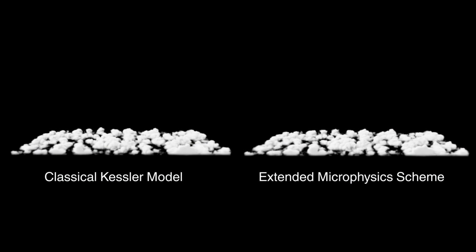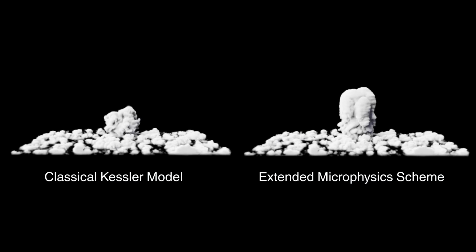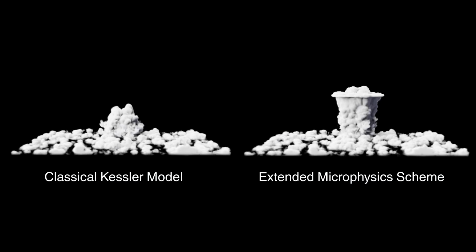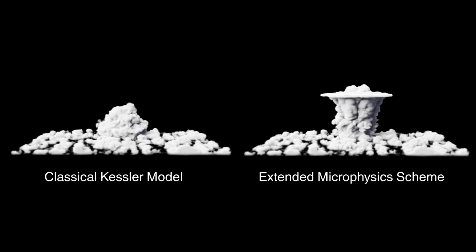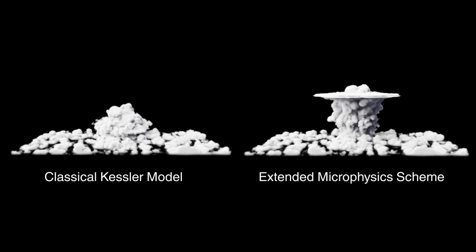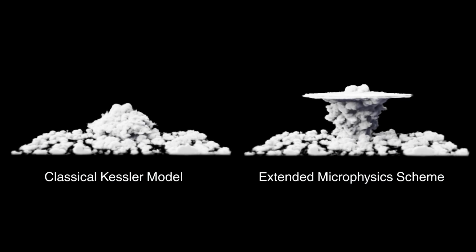Here we show the temporal evolution of a developing cumulonimbus cloud, emerging from cumulus clouds generated with the classical Kessler water phase transport model on the left side, and with our extended microphysics scheme on the right side. The inclusion of ice phase transitions and their corresponding thermodynamics in our model results in additional buoyancy that allows us to more realistically simulate the formation of these types of clouds.